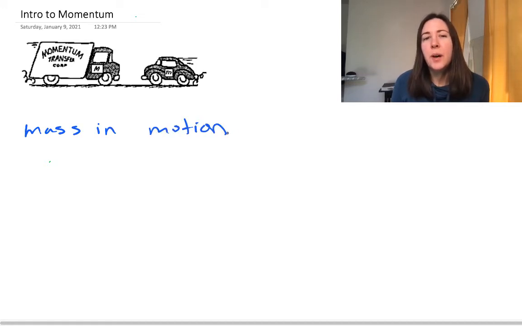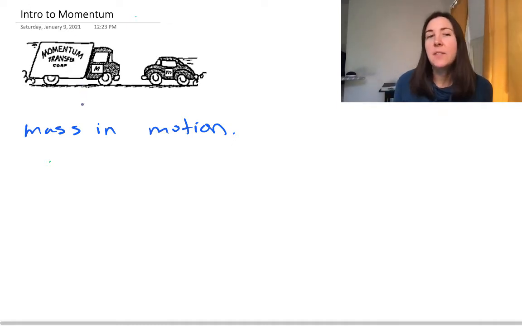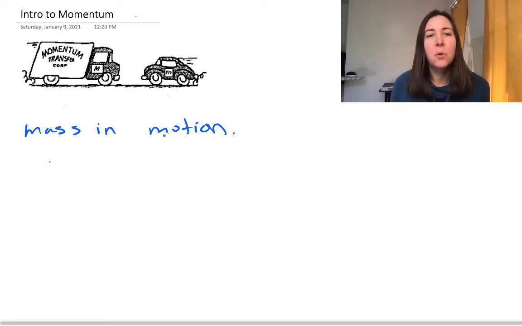Okay, so if I have a truck and I have a car, I look at this truck. If they have the same speed, the same velocity, if the truck is more massive, it will have more momentum than the car. If the car is going some speed and then it speeds up, well, then it has more momentum because it has more motion or more velocity.